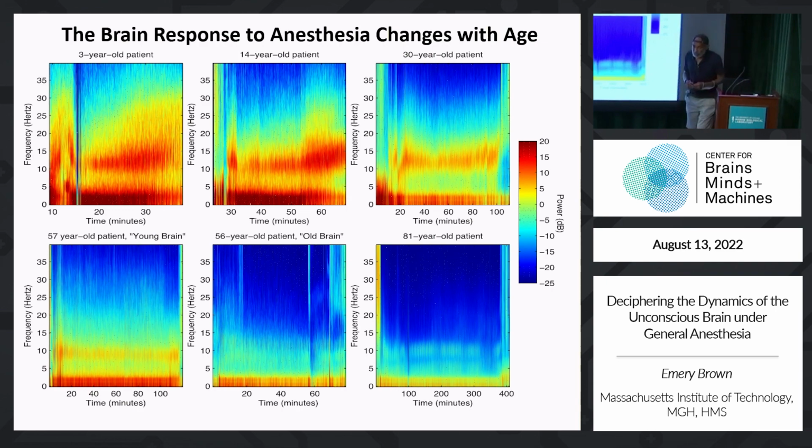Question? Sorry, is it clear then at the level of the circuit what is actually going on there? So in the old brain, let's say, is it known what is actually going on in terms of circuitry and why you don't see that oscillation anymore?